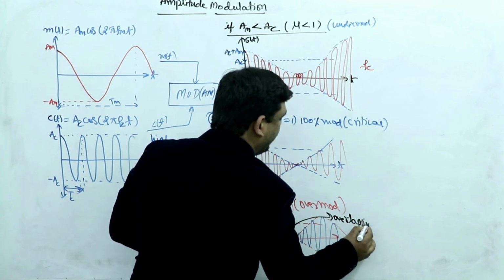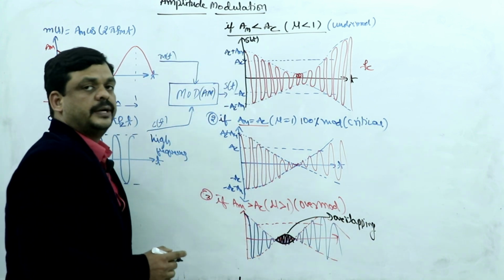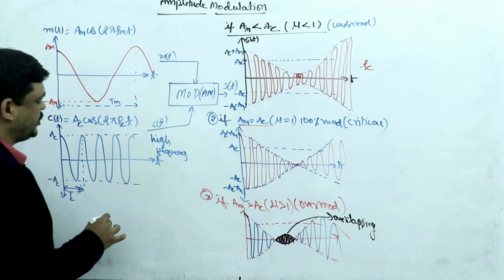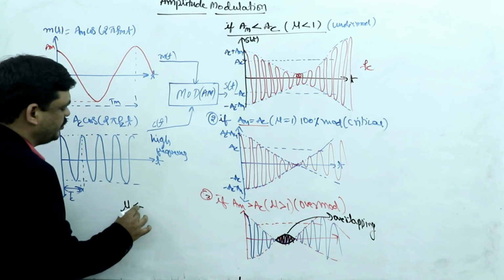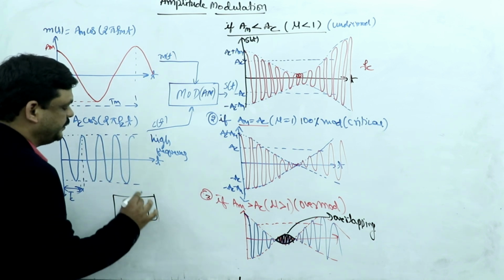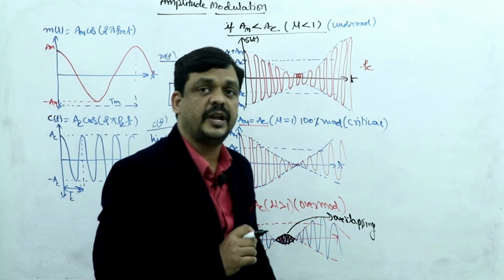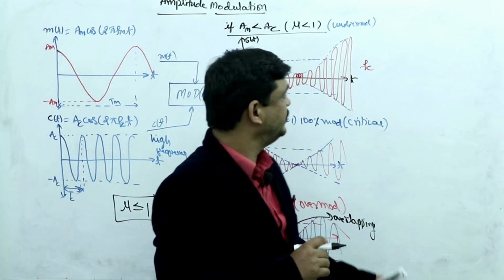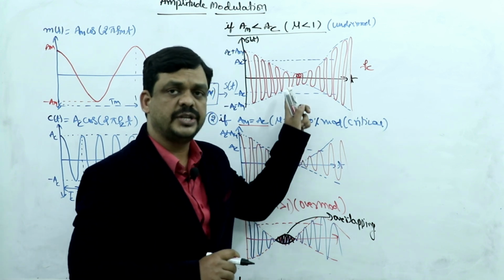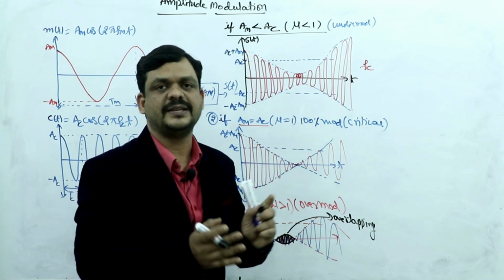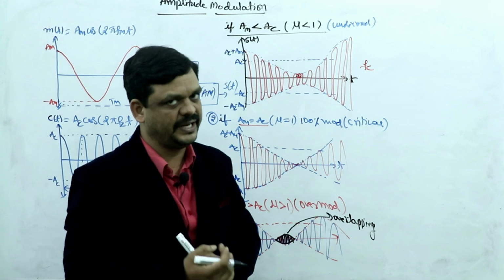To avoid this drawback, the AM modulator has to follow one condition. The condition is always mu is less than or equal to 1. The preferable modulation index value is less than or equal to 1. Then it gives under modulation or critical modulation. In these two cases, the drawback is not there. That means the reconstruction process is very easy.